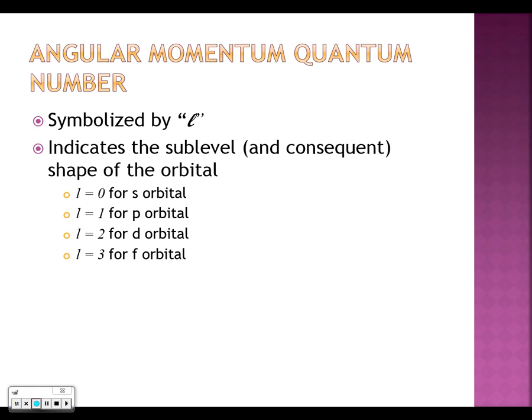Okay? And I believe you have this chart already written in your outline, right? L equals 0 for s orbital, L equals 1 for p orbital, L equals 2 for d orbital, L equals 3 for f orbital. Okay? I'll explain that off of your drawing. So, the angular momentum quantum number, lowercase l, tells us about the shape of the orbital. Okay? Do we have this written down?